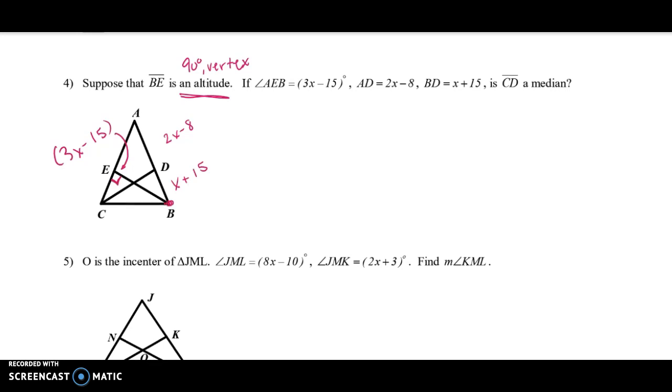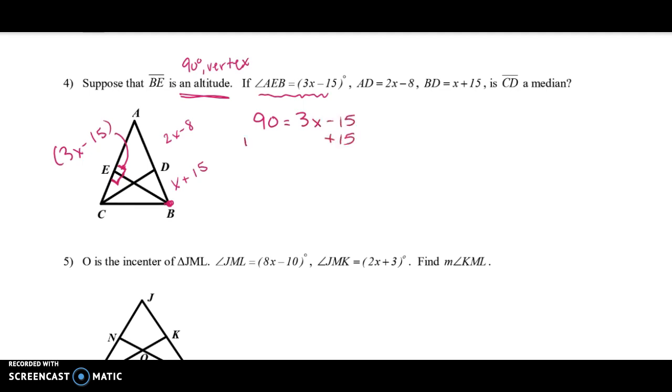And it goes through the vertex. That's an altitude. And then we have to decide if CD is a median. So we're just not even going to look at anything else yet until we look at this. AEB is 3x minus 15. This angle right here is 90 degrees because this is an altitude. So the first equation is 90 equals 3x minus 15.